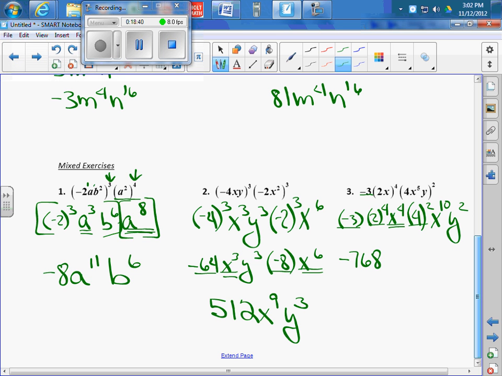Then you have x to the 4th times x to the 10th is x to the 14th. The only thing you have left is y to the 2nd power. So your answer for number 3 would be negative 768, x to the 14th, y squared.